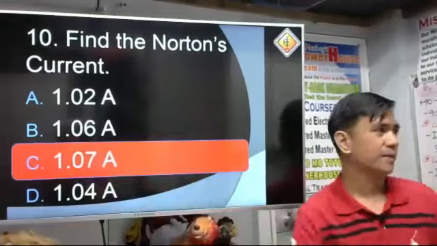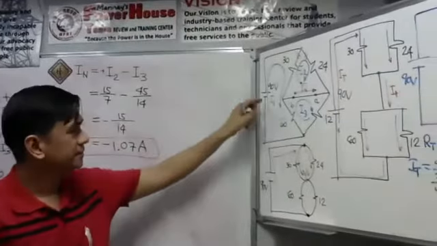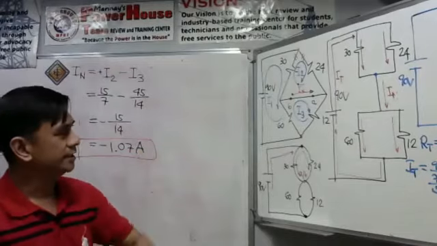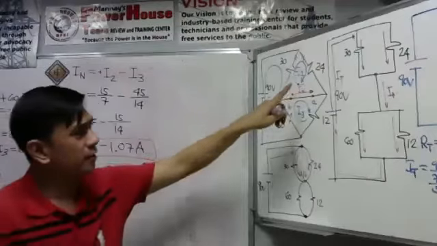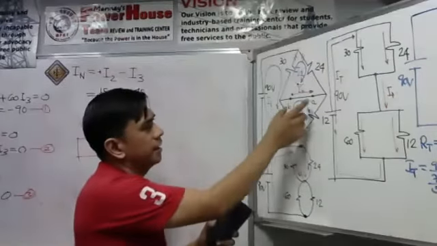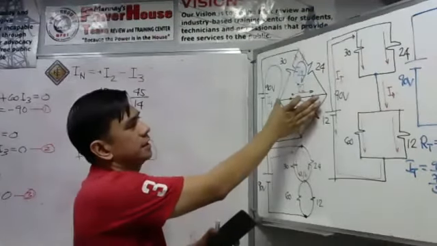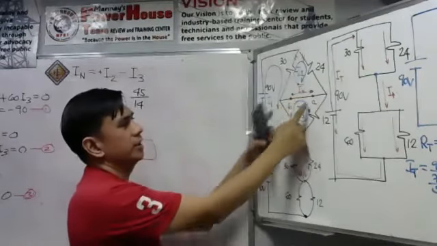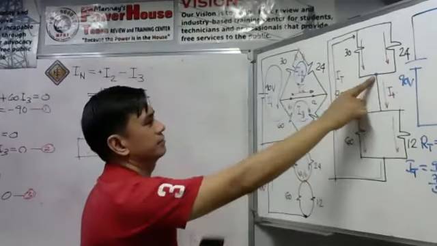That is our answer. Looking at our first approach here, I think it's not that applicable with this circuit. I already double-checked this. I think it's not applicable in solving the Norton's current here. This point A and point B is just a point. It's just this point.